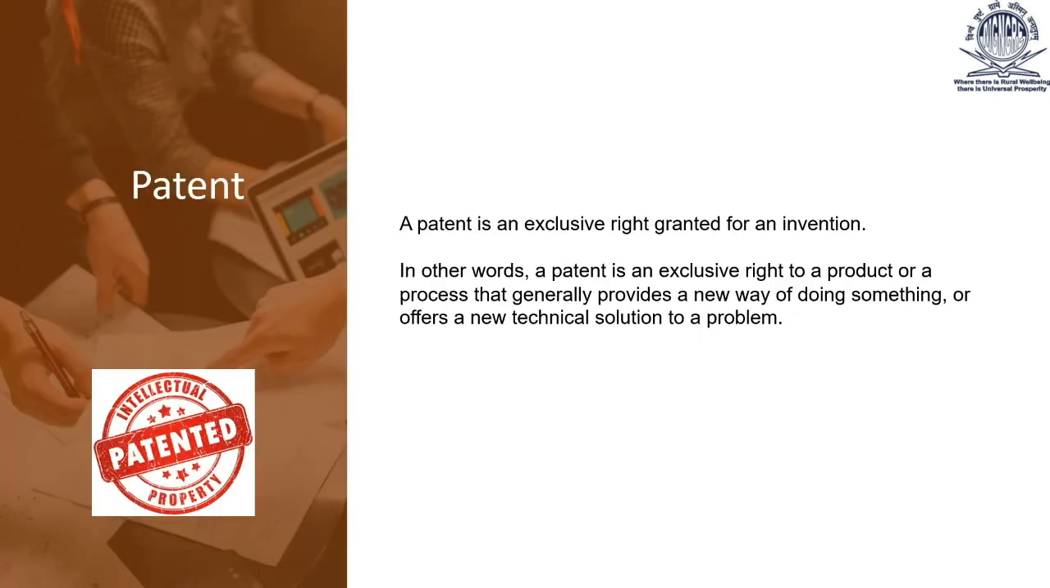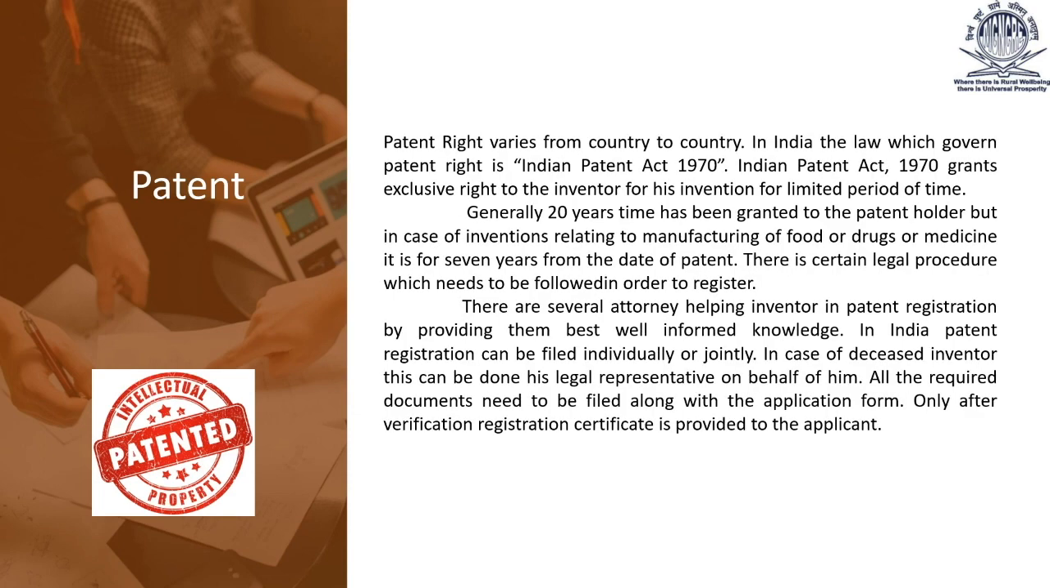Now let's discuss our fourth and last component, that is patent. A patent is an exclusive right granted for an invention. In other words, a patent is an exclusive right to a product or a process that generally provides a new way of doing something or offers a new technical solution to a problem. Now, with reference to the previous slide, let's discuss this slide too.